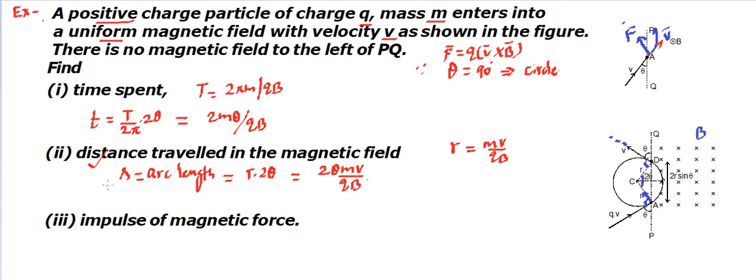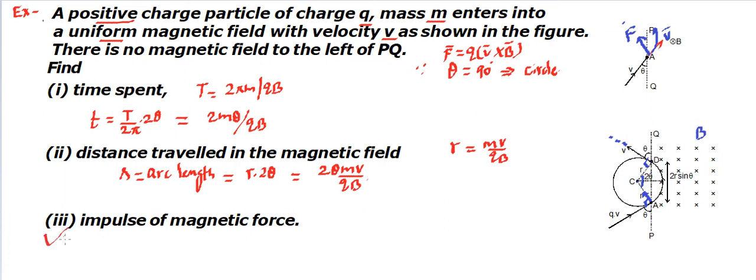If it is asking for the displacement, we can measure this length directly from A to D, and that can be measured as 2 r sin theta, because half is going to be r sin theta, then it becomes 2 r sin theta. So we can find distance, we can find displacement, we can also find time spent, we can find the speed, velocity, or whatever is required.